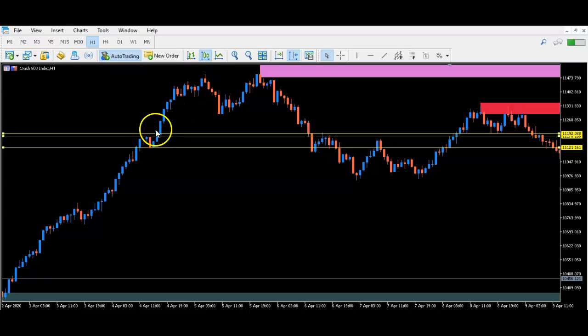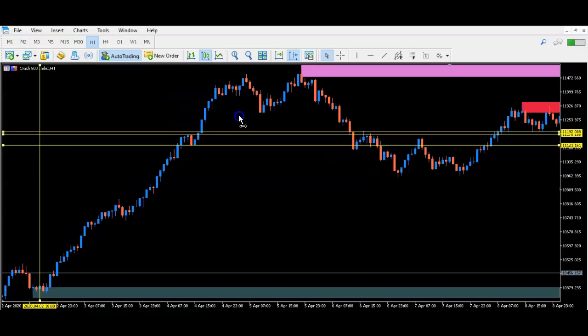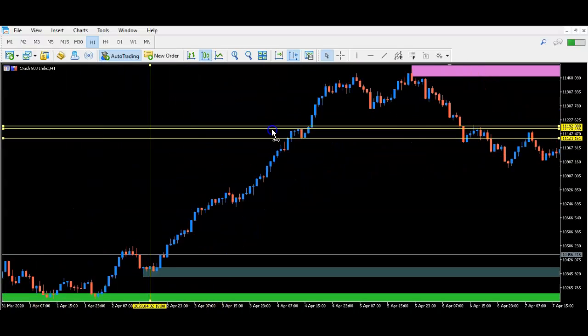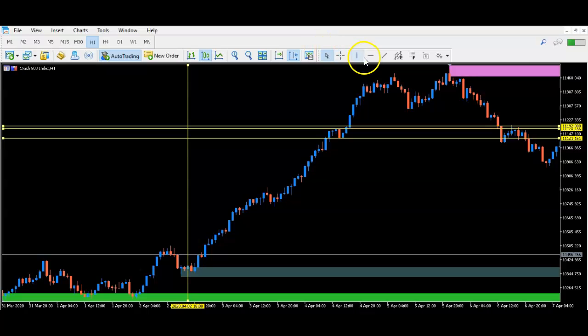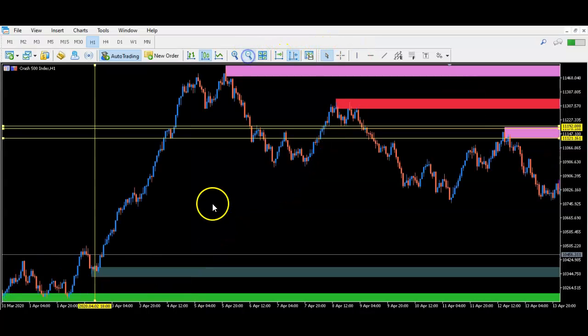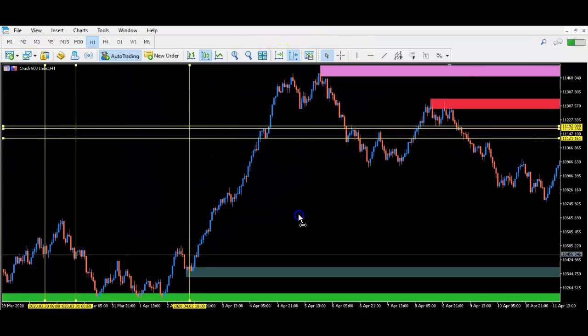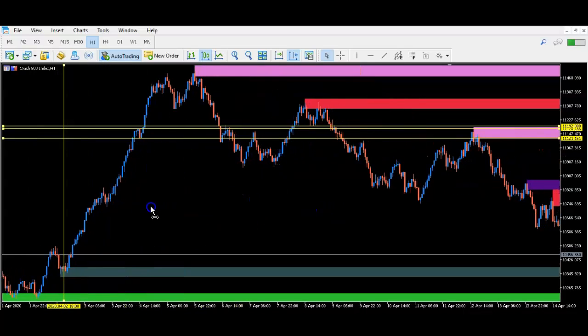All right, now this is what you are going to do here. Then you take it to either your swing high, or you take it to the next resistance.